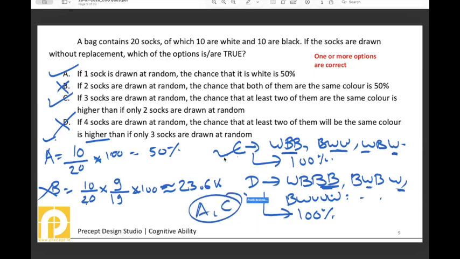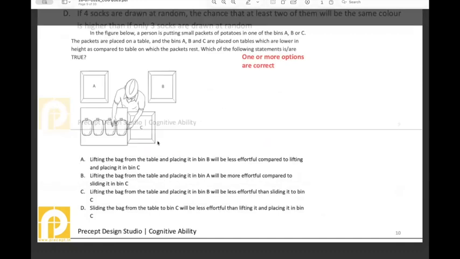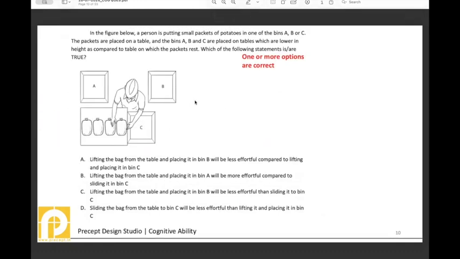Okay. We'll move to the next one. In the figure below, a person is putting small packets of potatoes in one of the bins A, B, or C. These packets are placed on a table, and the bins A, B, and C are placed on tables which are lower in height as compared to the table on which the packets rest. Which of the following statements is or are true? Okay. So A says lifting the bag from the table and placing it in bin B is less effortful compared to lifting and placing it in bin C.